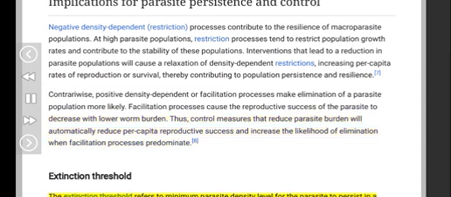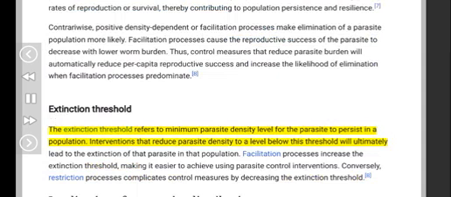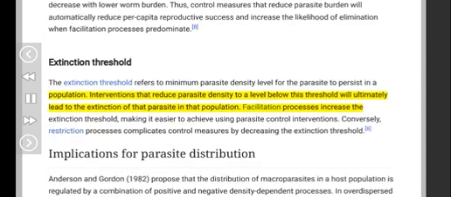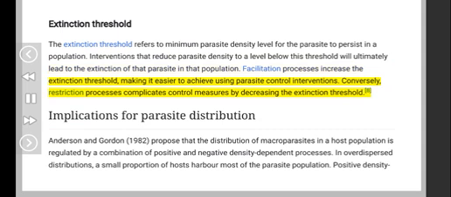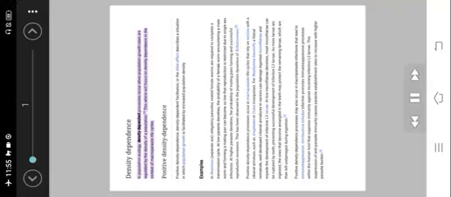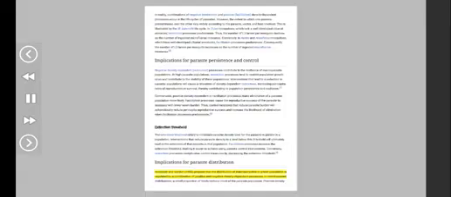8. Extinction threshold. The extinction threshold refers to the minimum parasite density level for the parasite to persist in a population. Interventions that reduce parasite density to a level below this threshold will ultimately lead to the extinction of that parasite in that population. Facilitation processes increase the extinction threshold, making it easier to achieve using parasite control interventions. Conversely, restriction processes complicate control measures by decreasing the extinction threshold. 8. Implications for parasite distribution.